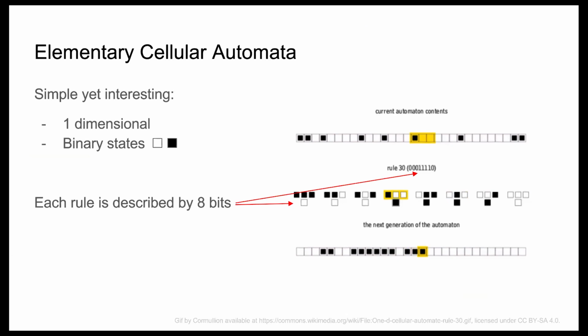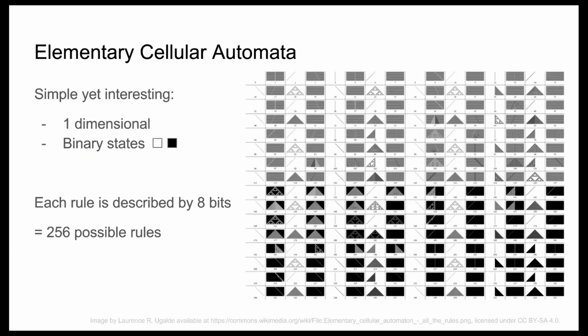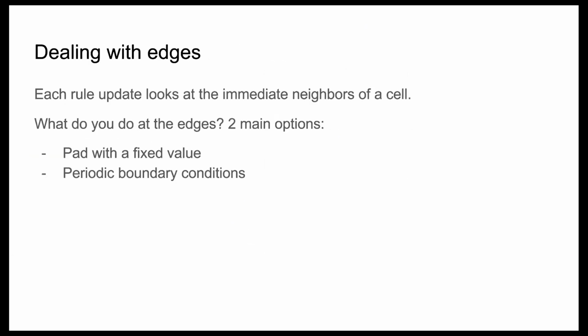And because the neighborhood is only 3 states, there are 2 to the 3, 8 possible states, so 8 bits are enough to specify one of these rules, and there are a whopping 256 possible rules in these little icons. You can see again, as I mentioned, time going down, and each row is one state.